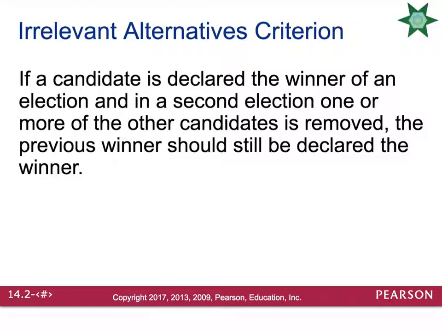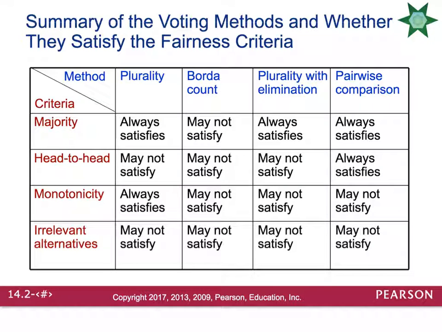The last flaw we're going to talk about is the irrelevant alternatives criterion. If a candidate is declared the winner of an election, and then in a second election, one or more of the other candidates is removed, then the previous winner should still be declared the winner. If not, then something is wrong with your voting process, and you may need to go back and evaluate the procedure.